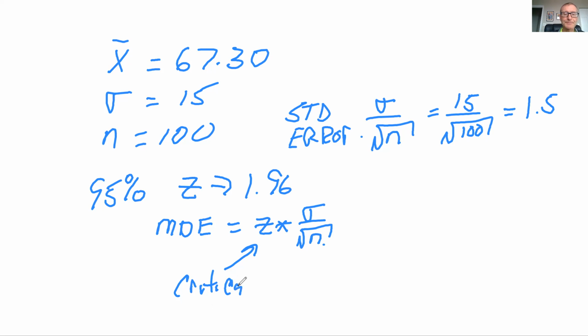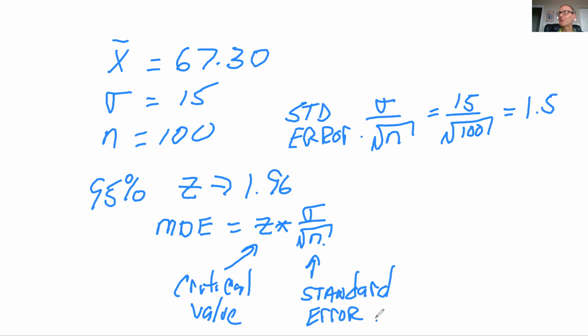The critical value. And in this book, they call this the standard error. I don't know why they don't just call it the z-score and the standard deviation for the central limit theorem, but most books do it this way. So let's do that calculation. That would be 1.96 times 1.5, and that would be 2.94.